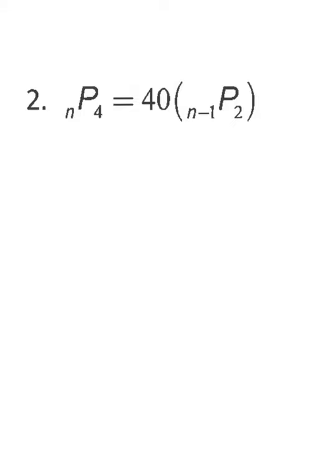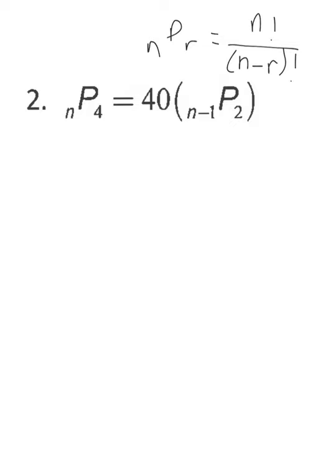Okay, so the three problems that we're going to work on are 2, 10, and 13. 2 is straight up solving. You're going to use the nPr formula, which is nPr equals n factorial over n minus r factorial.